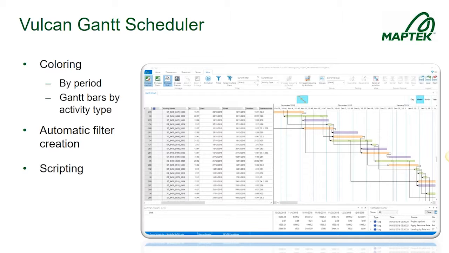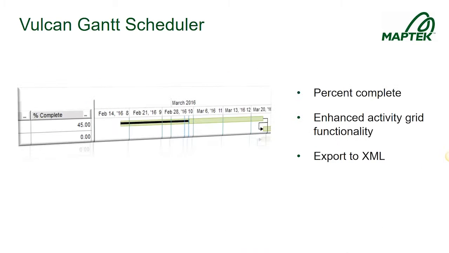There's also automatic filter creation. So if I want to create a set of filters as I'm working with my schedule, I can pick an attribute. It's going to read the possible values within that attribute and automatically create those filters for me, kind of just a time saver as I'm working with those filters. Scripting has also been added for those of you that are interested in customizing your workflow through the use of scripts.